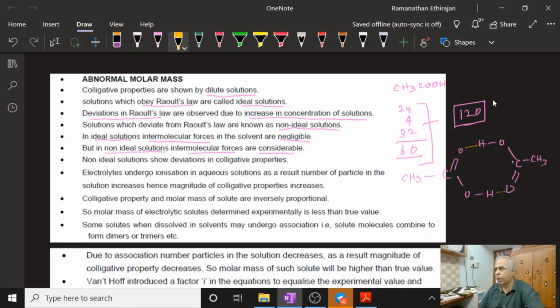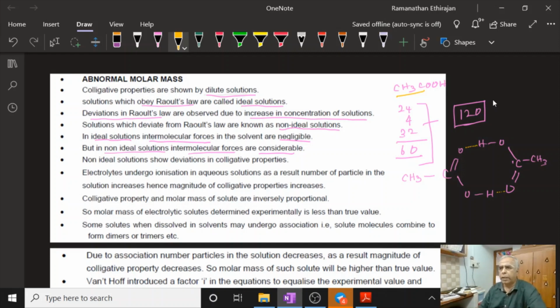Are you able to understand? And that is why there is a difference in molecular weight. I hope now you are able to understand. So when we conduct the experiment, that is, a colligative property measurement with such a molecule, we get 120 as the molar mass of acetic acid. But truly speaking, when we work it out theoretically from the molecular formula, it gives 60 only. So why is there a difference in the molar mass? That is called the abnormal molar mass. It is because of the association. I hope now you should be able to understand this.